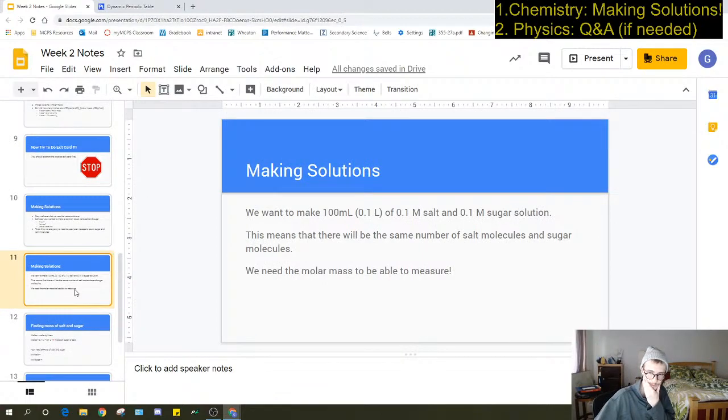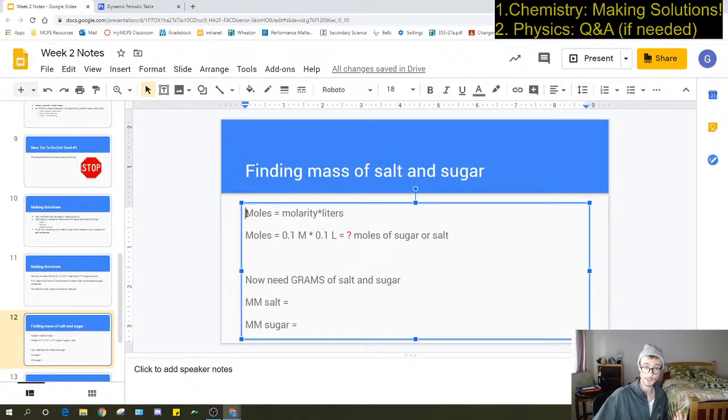Okay, so here we go. Making solutions. We need the number of moles, so we're going to use this equation: moles equals molarity times liters. So moles equals 0.1 for the molarity, and for the liters, again, we're using 1/10 of a liter, or 0.1 liters. So I multiply 0.1 by 0.1, and that gives me 0.01 moles of sugar or salt, whichever one I'm talking about. So I want 0.01 moles of sugar and 0.01 moles of salt. That'll give me the same number of sugar molecules and salt molecules. Again, we're trying to make a 1-to-1 solution here, but not 1-to-1 by mass or volume, but by actual particles.